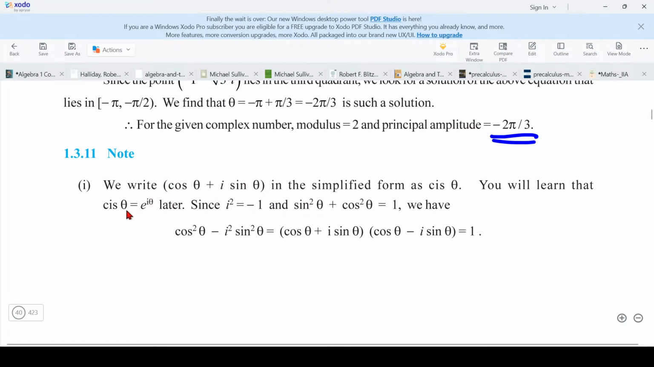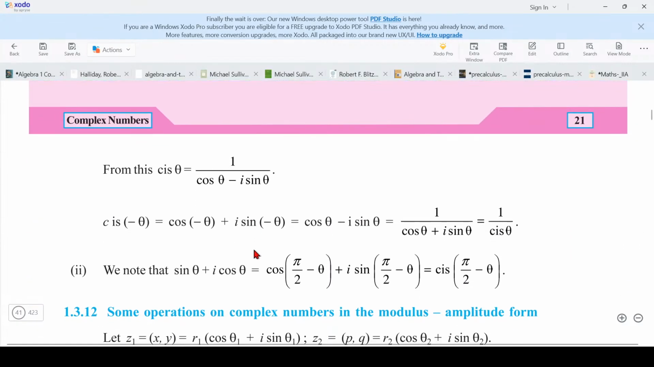Now, the same cos theta plus i sin theta, we call it as cis theta, which is nothing but e power i theta. Understood? Cos theta plus i sin theta, we call it as e power i theta. Okay, this is very, very important.